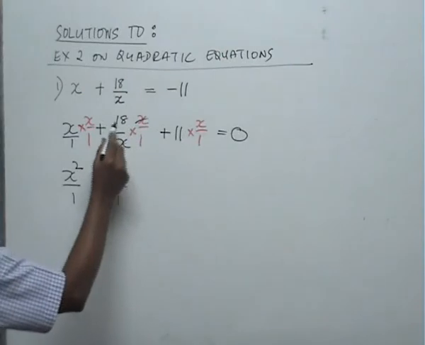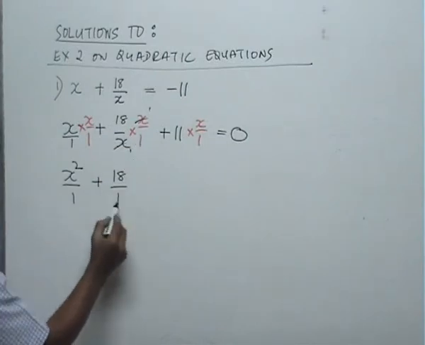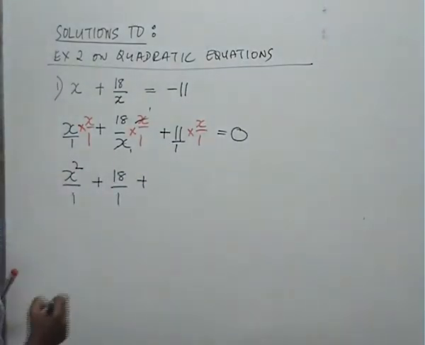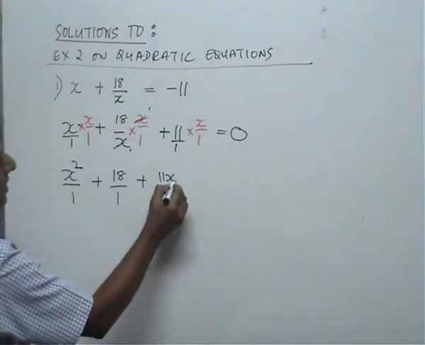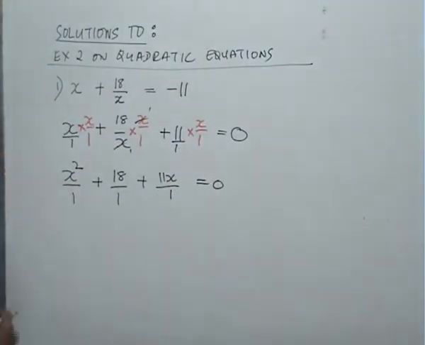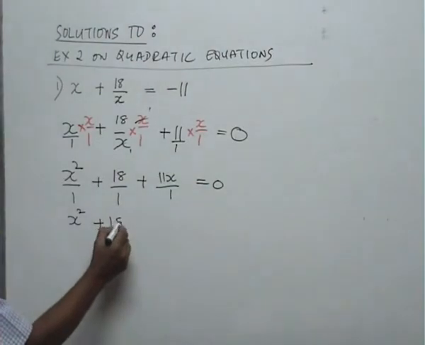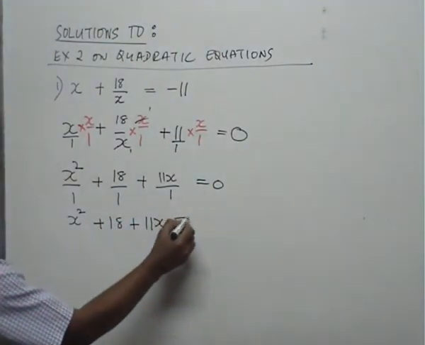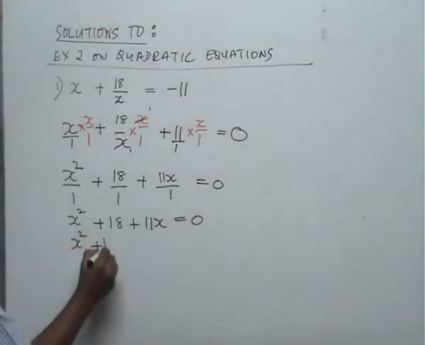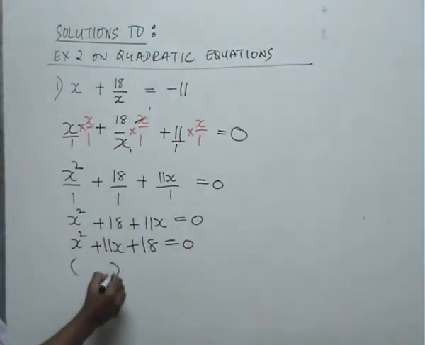These x's cancel, so you're left with 18 times 1, 18. 1 times 1, 1. Plus, this 11 is actually 11 over 1. 11 times x, 11x over 1 times 1, 1, which is 0. Now, all these ones, I can ignore. So you get x squared plus 18 plus 11x is equal to 0. Then I must bring this to standard form. X squared plus 11x plus 18 is equal to 0.